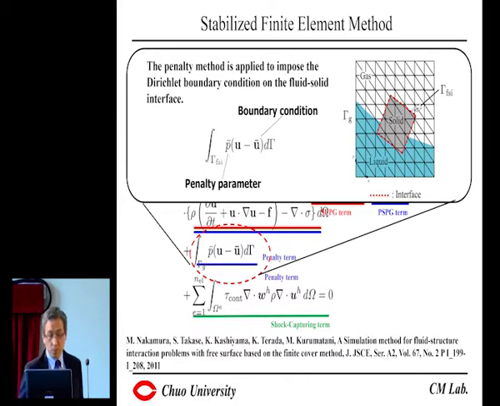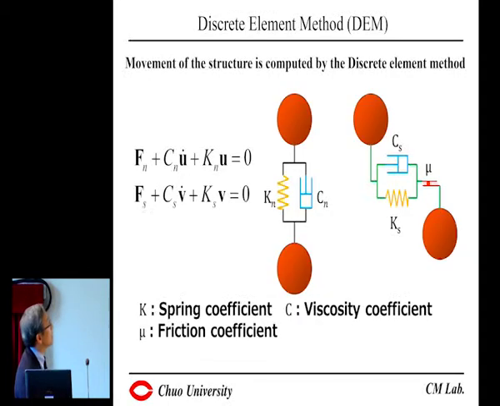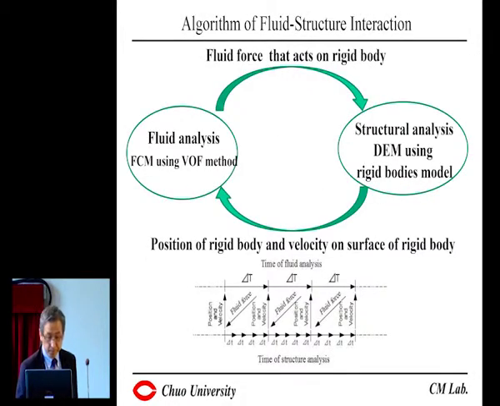The movement of the structure is computed by the DEM, the discrete element method. And this is the algorithm of fluid structure interaction. I will show the typical examples. This is a backward view, and this is a front side view.